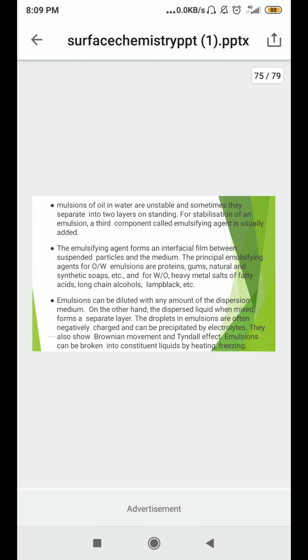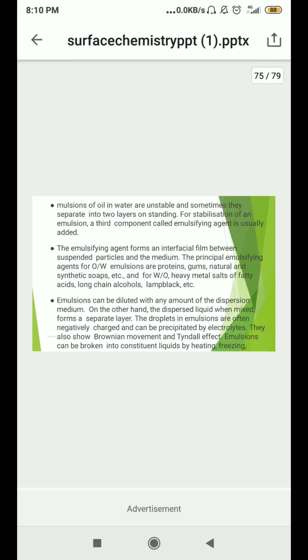Emulsions of oil in water are unstable and sometimes they separate into layers on standing. For stabilization of an emulsion, a third component called an emulsifying agent is added. It is unstable in nature, so to get it stabilized, an emulsifying agent is added, and the emulsifying agent forms an interfacial film between the suspended particle and the medium. The principal emulsifying agents for oil and water emulsions are protein, gums, natural and synthetic soap.